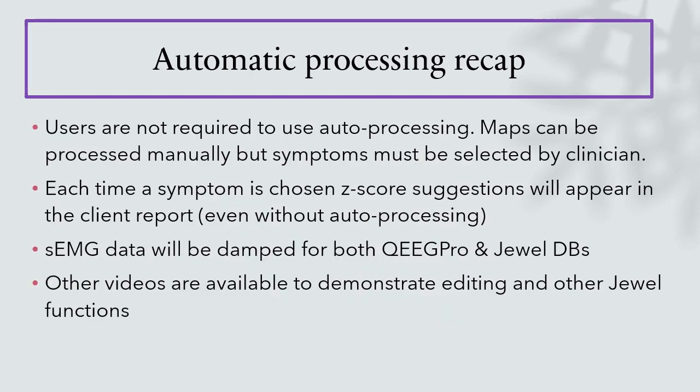Users are not required to use automatic processing. Instead of having the client fill out the questionnaire, you can choose the symptoms you want. Once a symptom is chosen, two completely different reports are written, one for the client and the other one for the clinician. And surface EMG is damped for both QEEG Pro and Joule. And remember, there are other videos online available to demonstrate editing and other Joule functions.